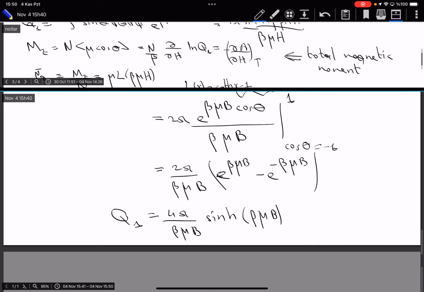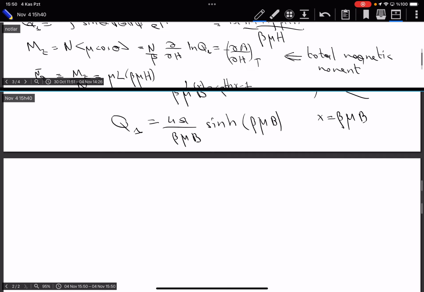Okay, one thing you should note is that this is not a function of just the temperature, just the chemical potential, just the magnetic dipole moment, or just the magnetic field. It's a function of their combination. If you remember, when we looked at the harmonic oscillator, the important thing in the partition function was beta h bar omega. In this case, it is beta mu B.